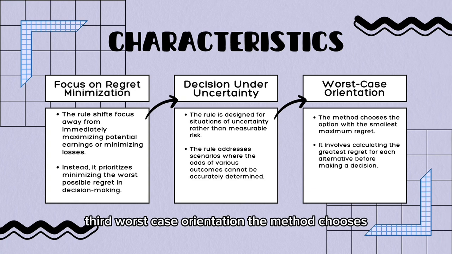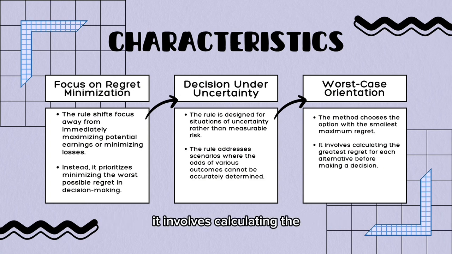Third, worst-case orientation. The method chooses the option with the smallest maximum regret. It involves calculating the greatest regret for each alternative before making a decision.